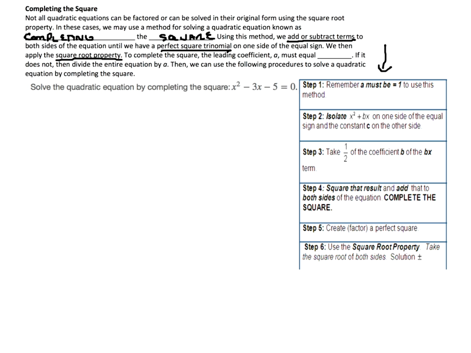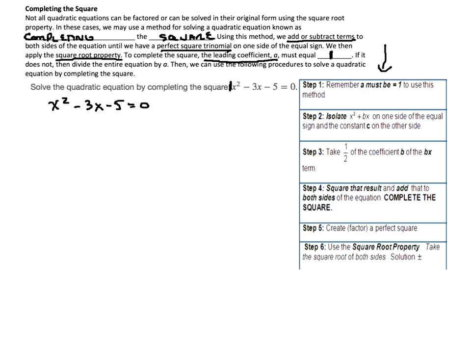To complete the square, the leading coefficient must be equal to 1. So if it's not, then you need to divide off whatever factor is not 1 through the whole equation. In this case, my A is equal to 1. So I'm okay to go ahead and start completing the square here. And here's how we do it. We start with x squared minus 3x minus 5 equals 0.